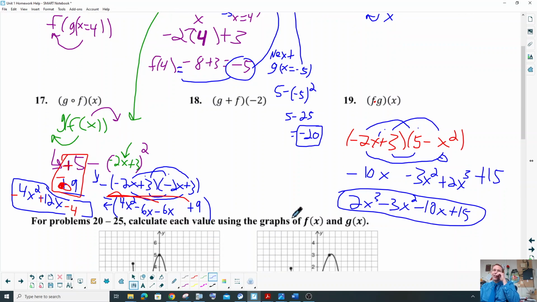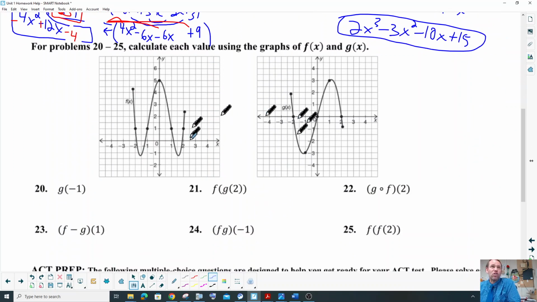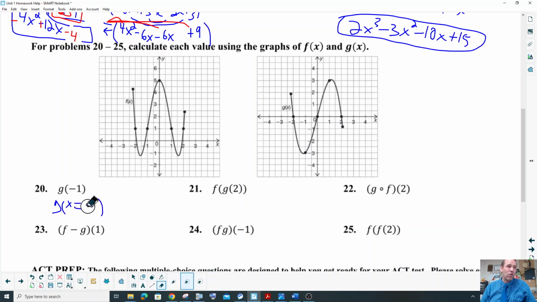Okay, good. So we're going to jump down now to these ones, 20 and 25. So with these ones, you're going to use the graphs to help you. I know it seems scary, but it's not that bad. So number 20, just to start us off easy. Again, when you just see a number like g of negative 1, it's actually technically g of x equals negative 1. I know math can be tough because they do all this weird notation and you've got to know what it means. So I'm helping you.